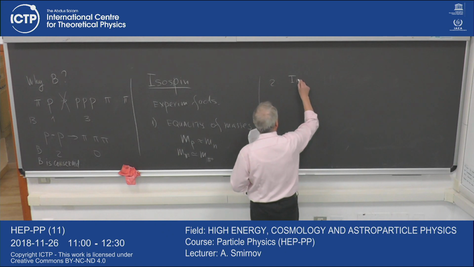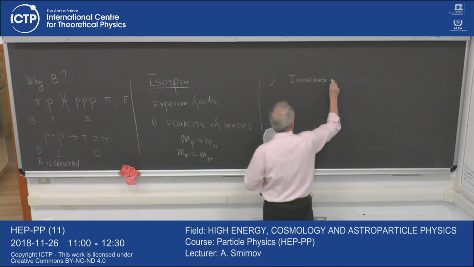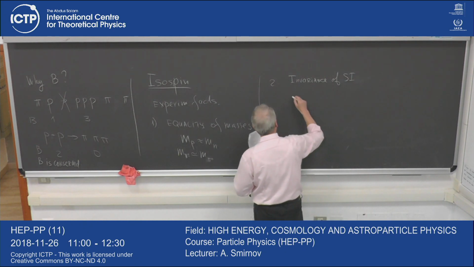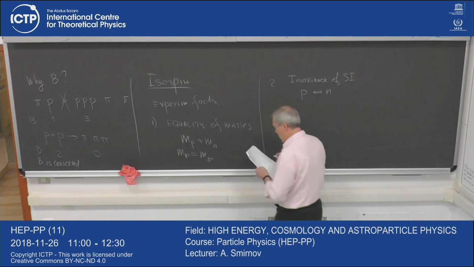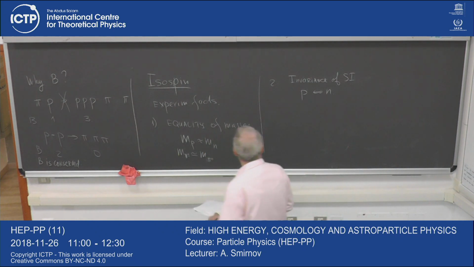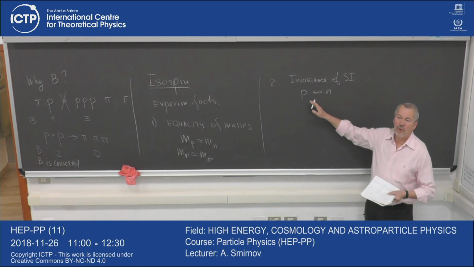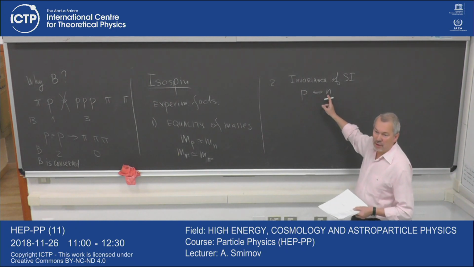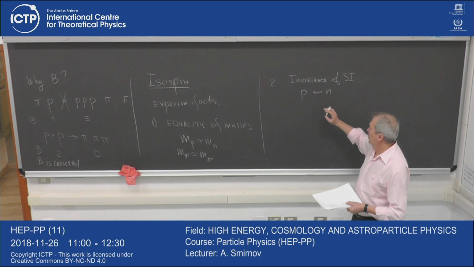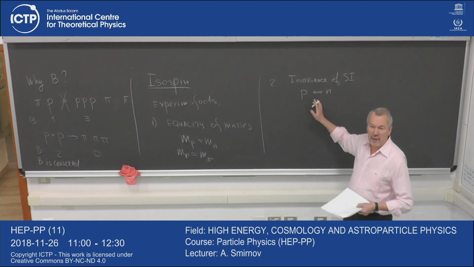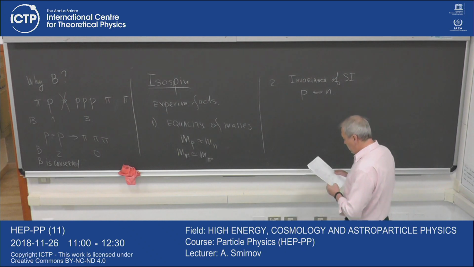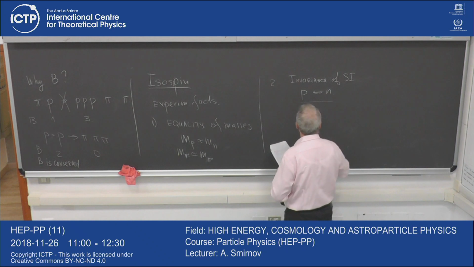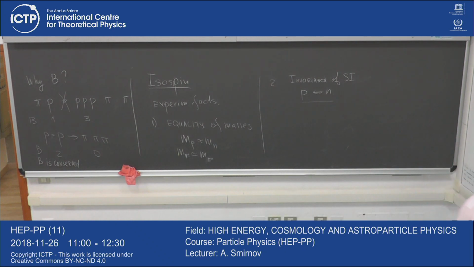Second, invariance of strong interactions with respect to interchange of proton and neutron. Or, in other words, strong interactions of protons and neutrons are the same. Of course, there is still some small difference because the proton is charged and the neutron is not charged. But as far as strong interactions are concerned, they have the same strong interactions. How do we know this? What are the experimental facts which actually tell us that proton and neutron have the same strong interactions? Some idea?